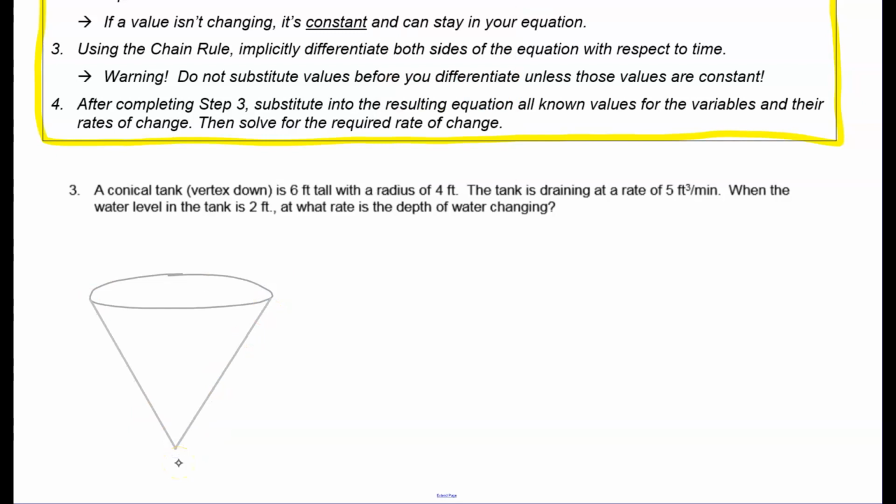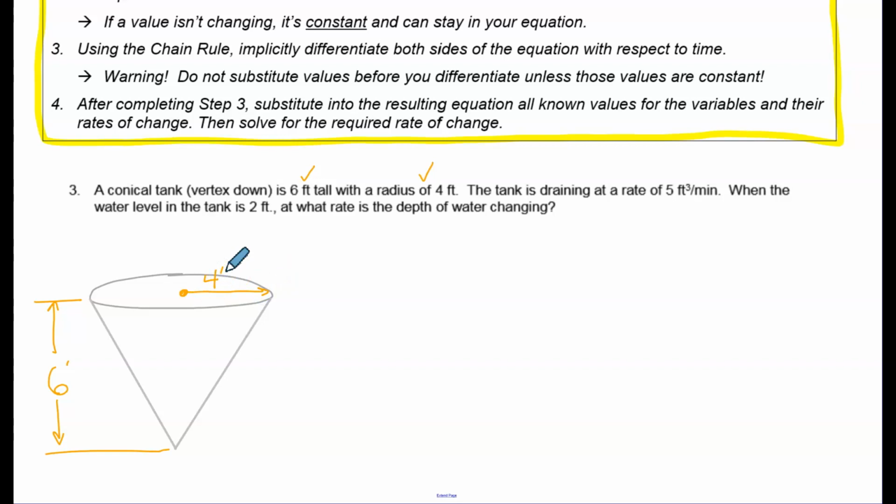Okay, there's our conical tank. I'm not going to lie, that's a pretty good sketch for you there. Some of the ones that I see students do, not so good. Okay, so we have a conical tank, vertex down. It's 6 feet tall, so let's make sure we label the height of this. It has a radius of 4 feet, so let's go ahead and make sure we show that in our picture. The radius is 4 feet.